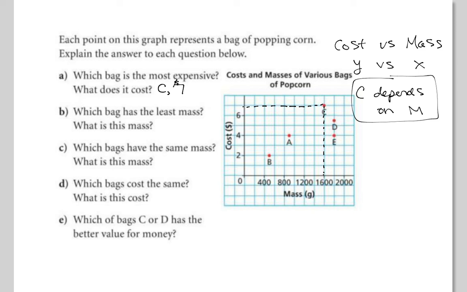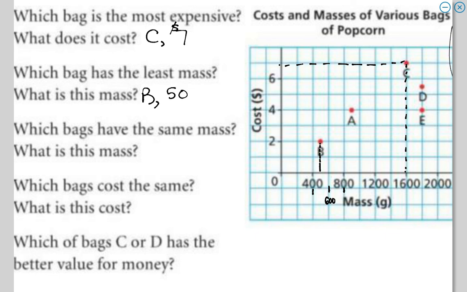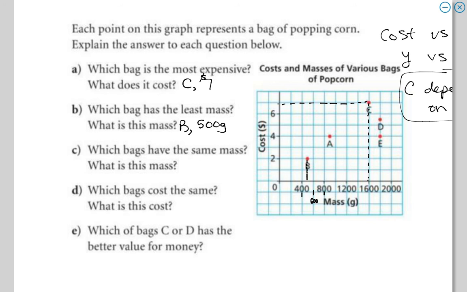So mass is horizontally, so least would be closer to the origin. Okay, so B. Least mass is B, and how much mass does B have? Looks like halfway. So if this one's 400 and this one's 800, what's this one in between? 6, so then you could go half of 6 and 4, that is 5. Good. So 500, and the units are grams.